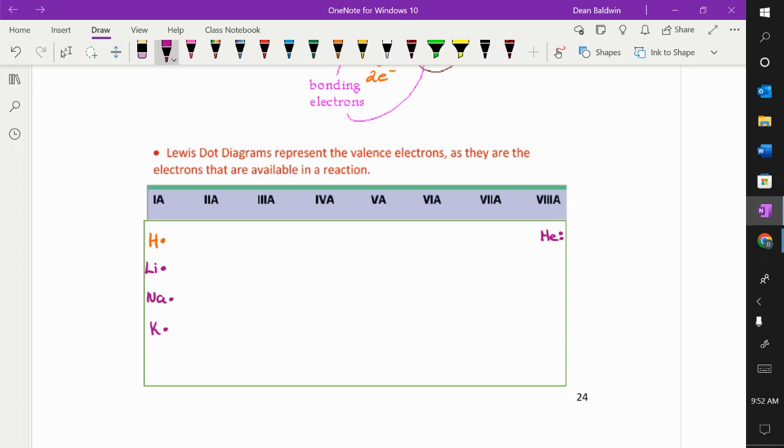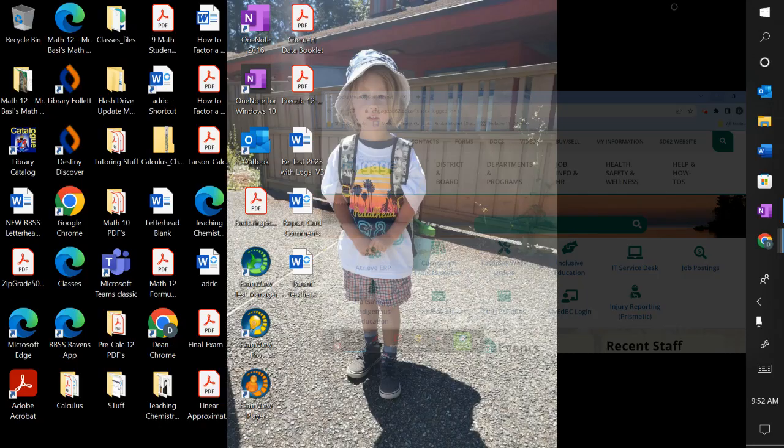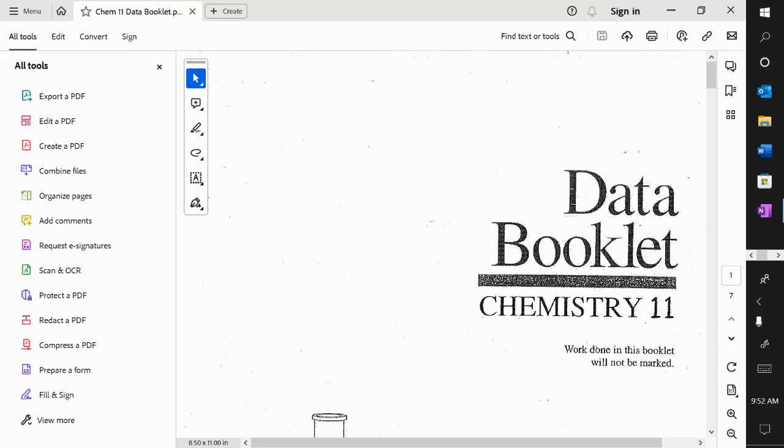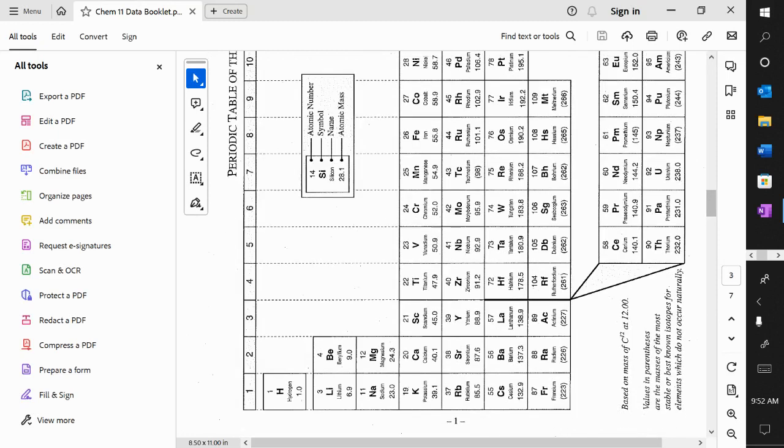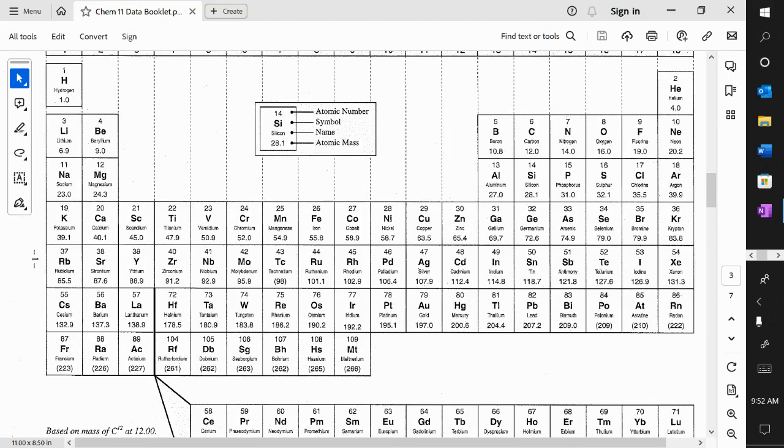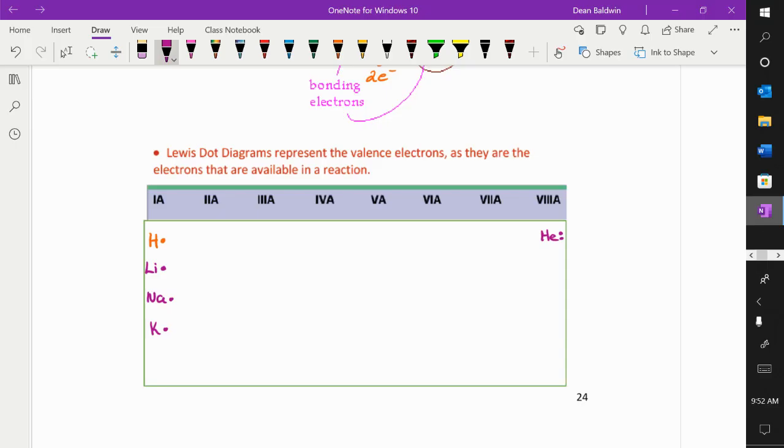Next one over are the alkaline earth metals. So now we're going to do beryllium, magnesium, calcium. How many valence electrons do they have? They've got 2. So beryllium, represent it like that. Magnesium, like that. Calcium, like that. 2 valence electrons in all of them.